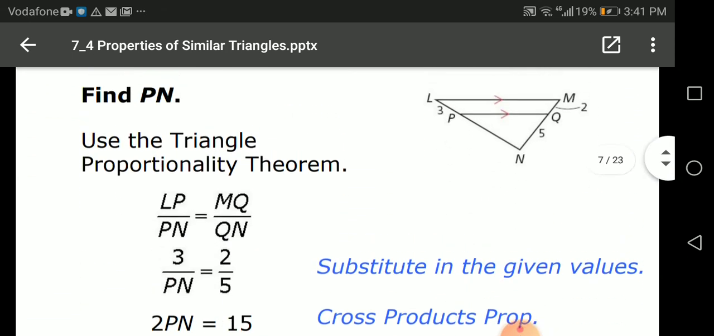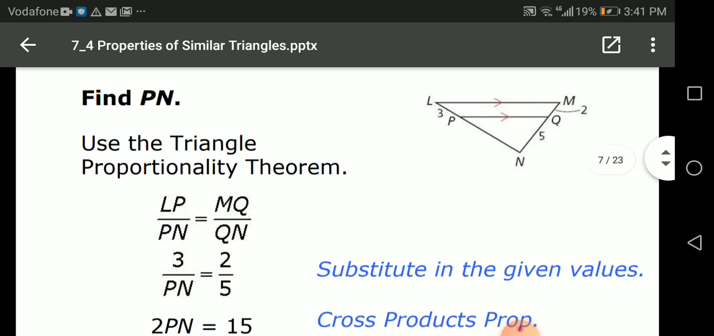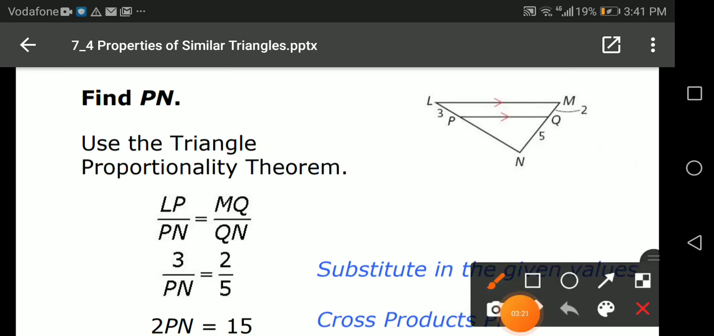Okay, let's take another example. Find PN. Where is PN, guys? We have this PN. Once you find a line which is parallel to one side of the triangle, this means that you have the proportionality theorem.